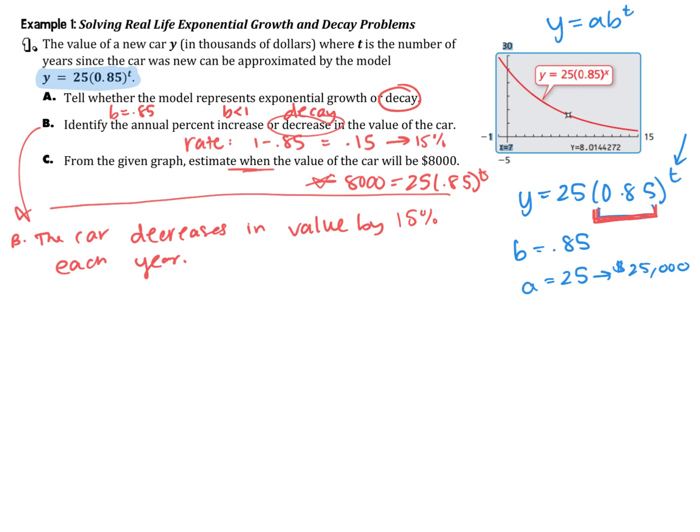we're going to look at the graph and see if we can pinpoint where y is equal to 8. So I can see down here that this little point here is when y is equal to 8, and that says that that's happening when x is equal to 7, or you could count the little tick marks there. So after 7 years, the car is worth approximately $8,000.